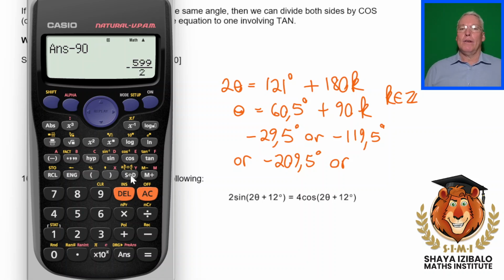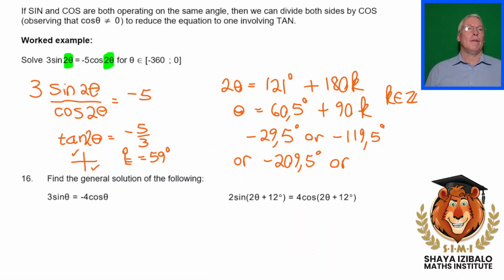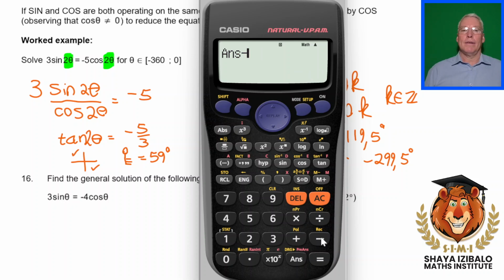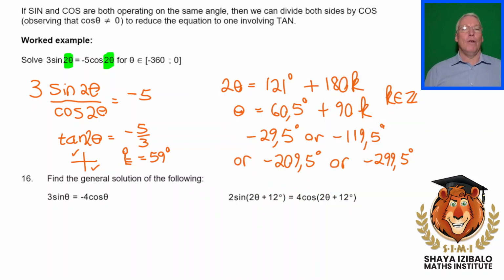And we get minus 299,5. And notice that if we minus another 90, we actually now get an answer, but it's not an answer because it's outside of the domain of the question. So those are our 4 solutions to this question.